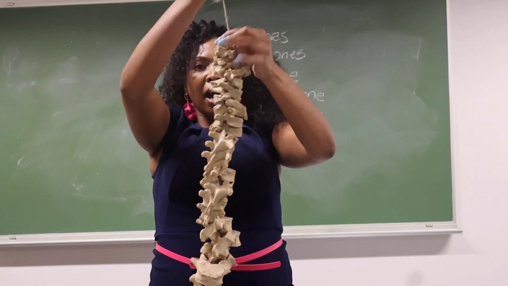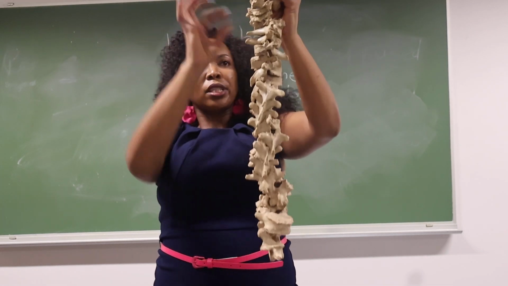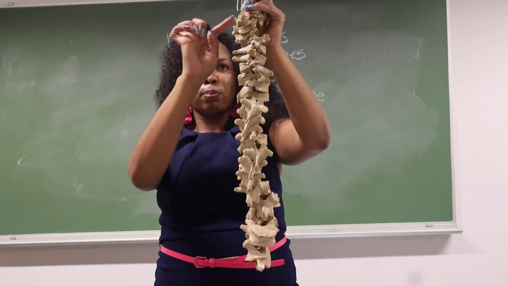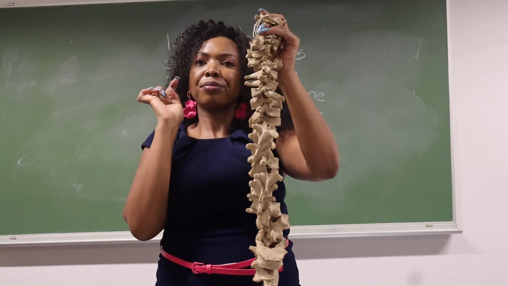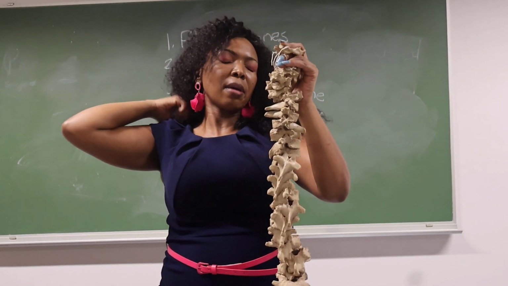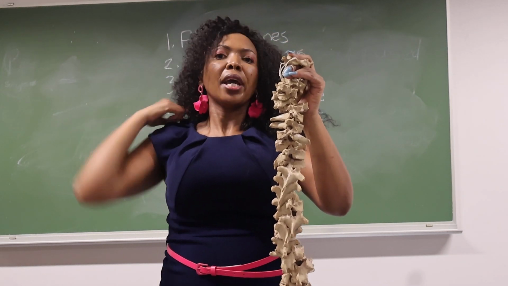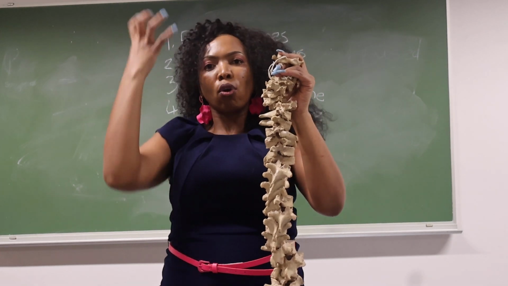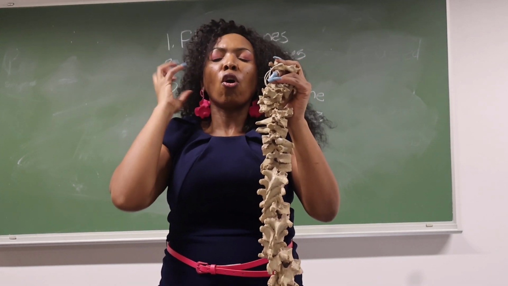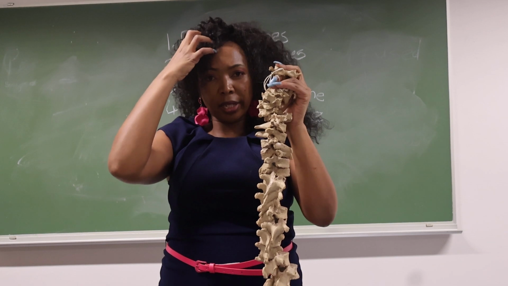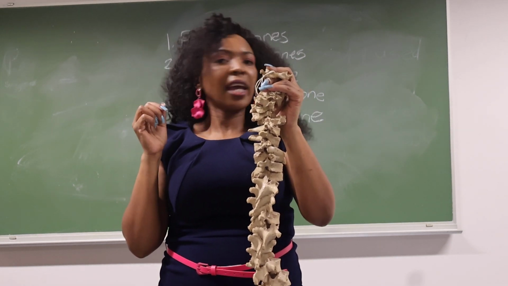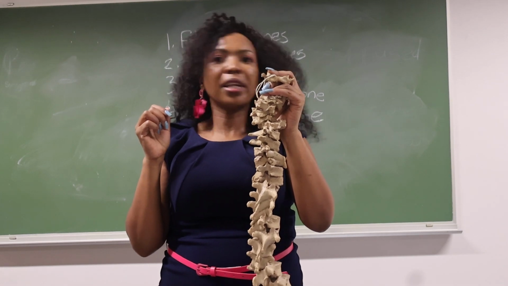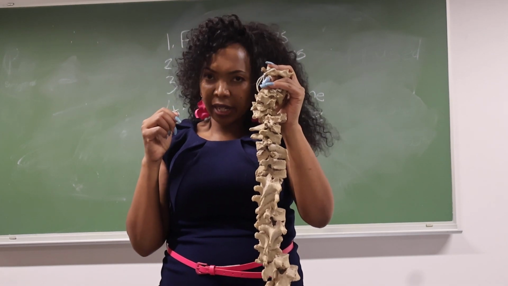The vertebral column has sections from here on top. We have C1 to C7. These are the bones at the back of your neck. They bear the weight of the head, they protect the spinal cord, and they help with the movement of your neck.